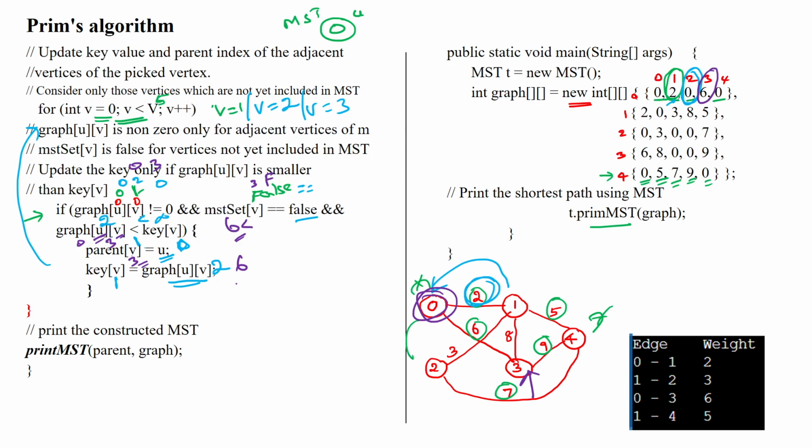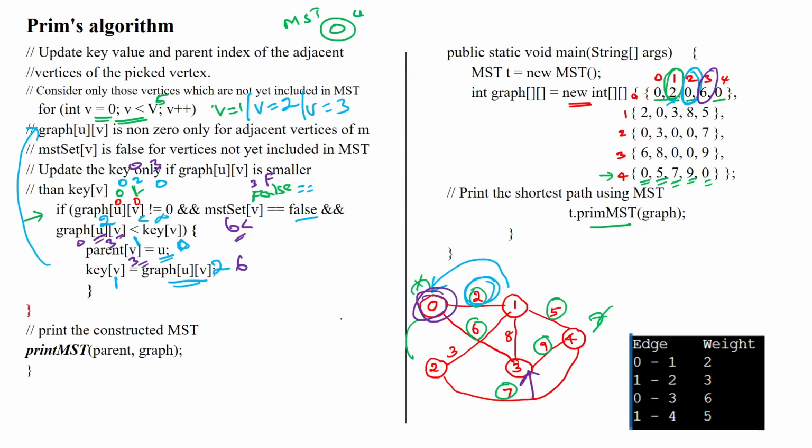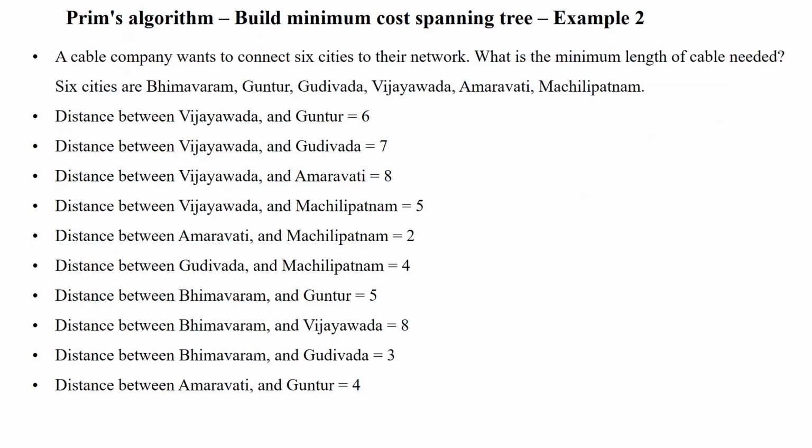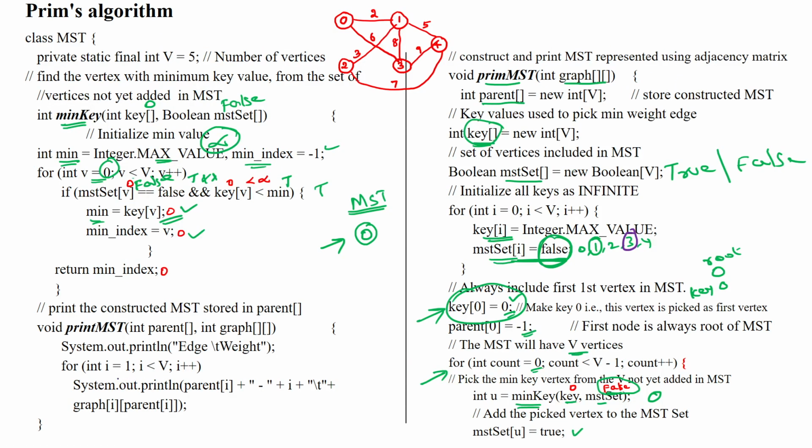Like that we have to keep on doing it. Then we have to find the minimum spanning tree based upon all the vertices values. Finally we will print the values by calling the print function, and here we are passing the parent value and the graph, because we keep on updating the parent value for all the vertices. Then finally for all the vertices we will print the parent of the given node.